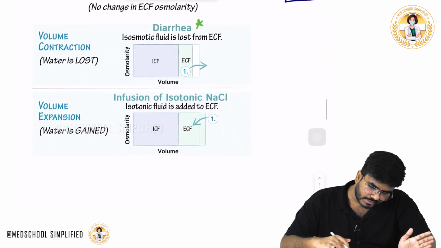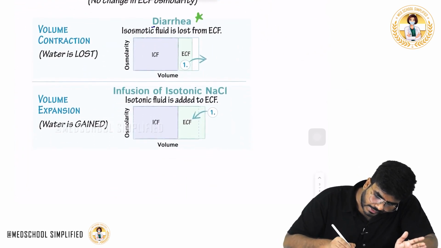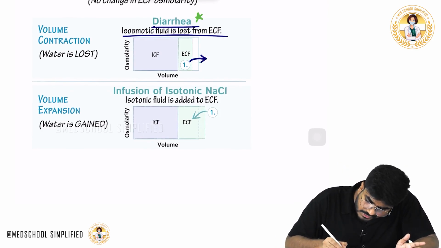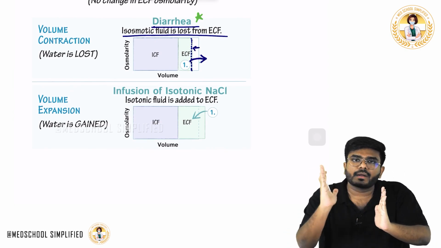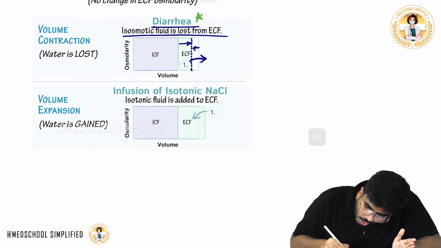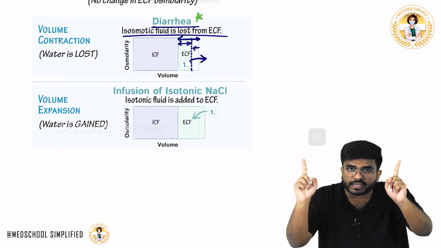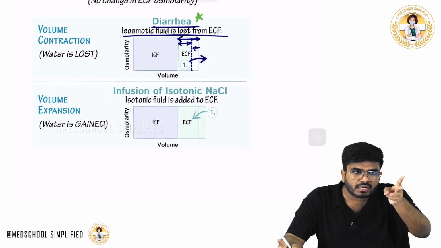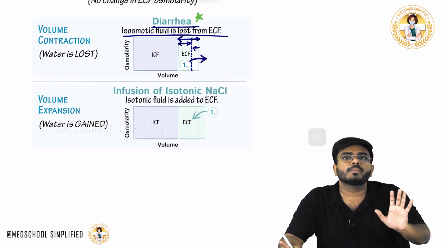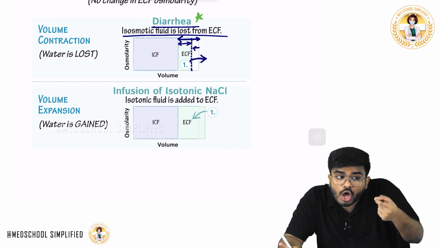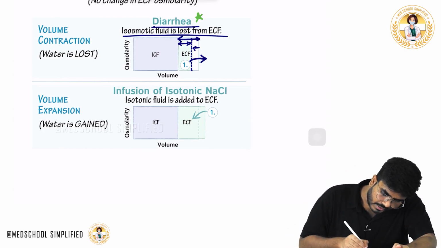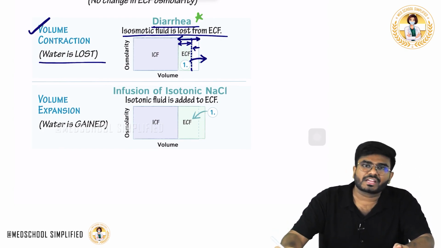So look here in the Darrow-Yannet diagram, you can very clearly see in diarrhea, the isosmotic fluid is lost from the ECF. See, the fluid is going out. So the extracellular fluid is getting contracted. It was supposed to be that much big, but it is getting smaller. But there is no fluid shift, either from intracellular to extracellular or extracellular to intracellular, because the fluid which we lost is isotonic fluid. So this is point number one which I want you to know. So there is volume contraction.